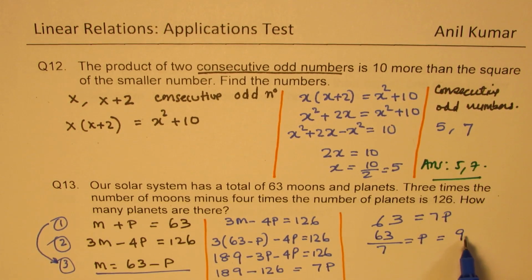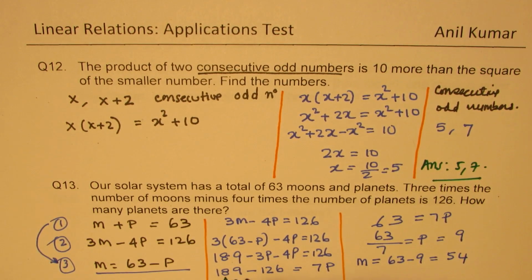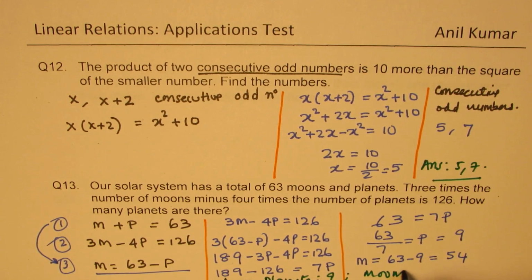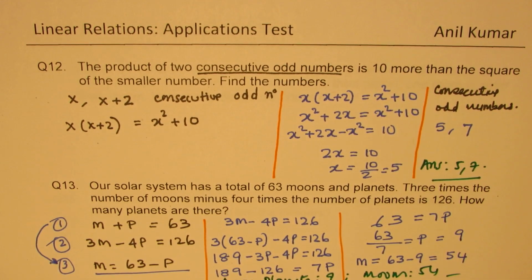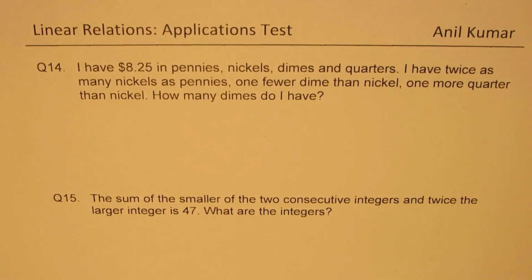And once we know this is 9, we can find the moons as 63 minus 9. Correct? So which gives us 54. So the answer here is, we have planets as 9 and moons as 54. Correct? So that becomes the answer for this particular question. Clear? Slightly tricky. These 2 questions are very interesting. I'd like you to really understand how to solve them. And now move on to the last 2 questions.